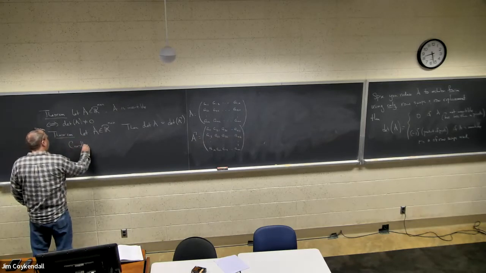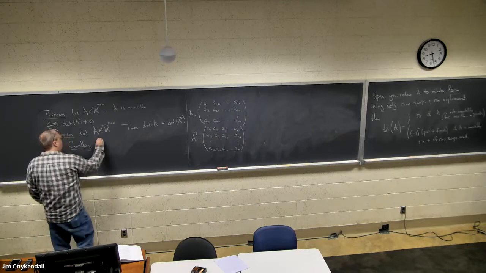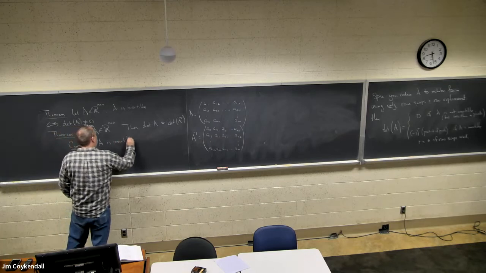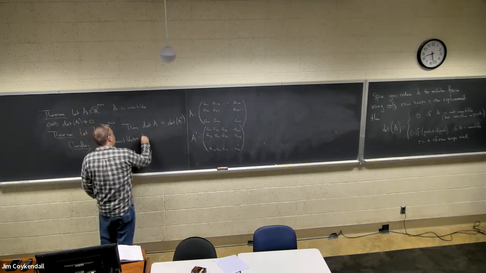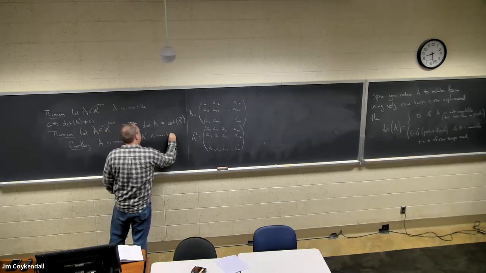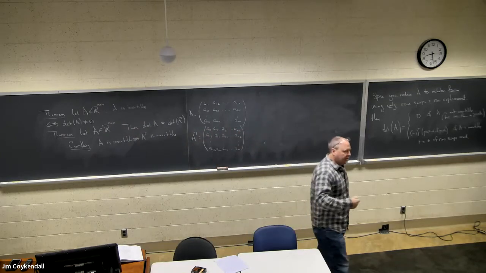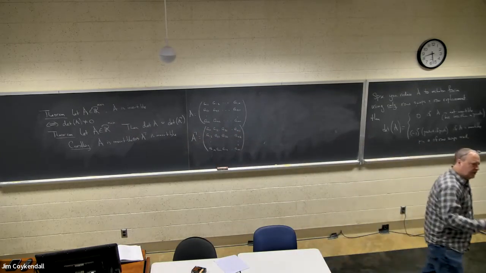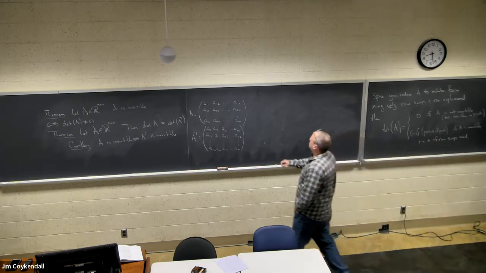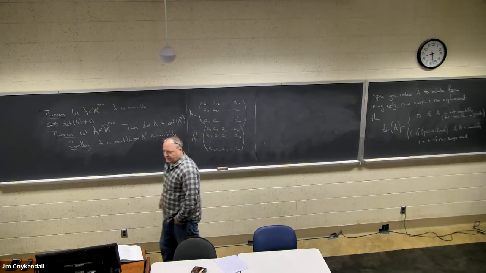So, corollary, and we already knew this, A is invertible if and only if A transpose is, because they have the same determinant. So if the determinant of A is 0, then the determinant of A transpose is 0, and if the determinant of A is not 0, then the determinant of A transpose is not 0. Okay. Any questions?